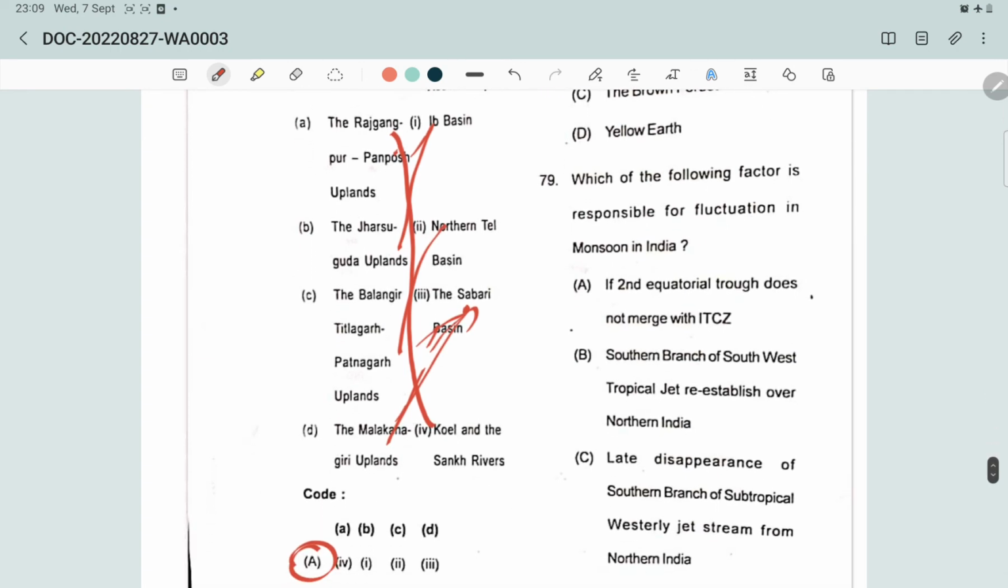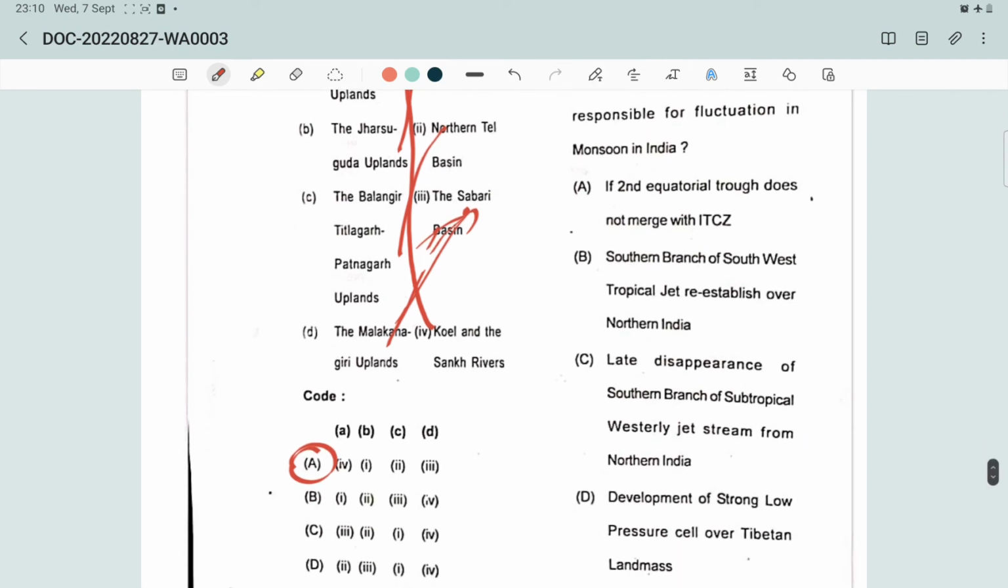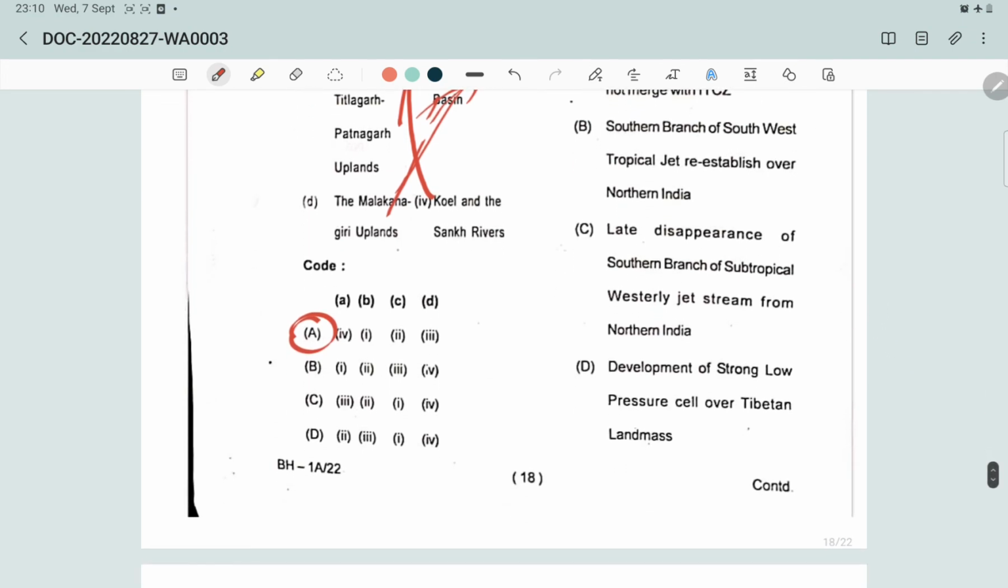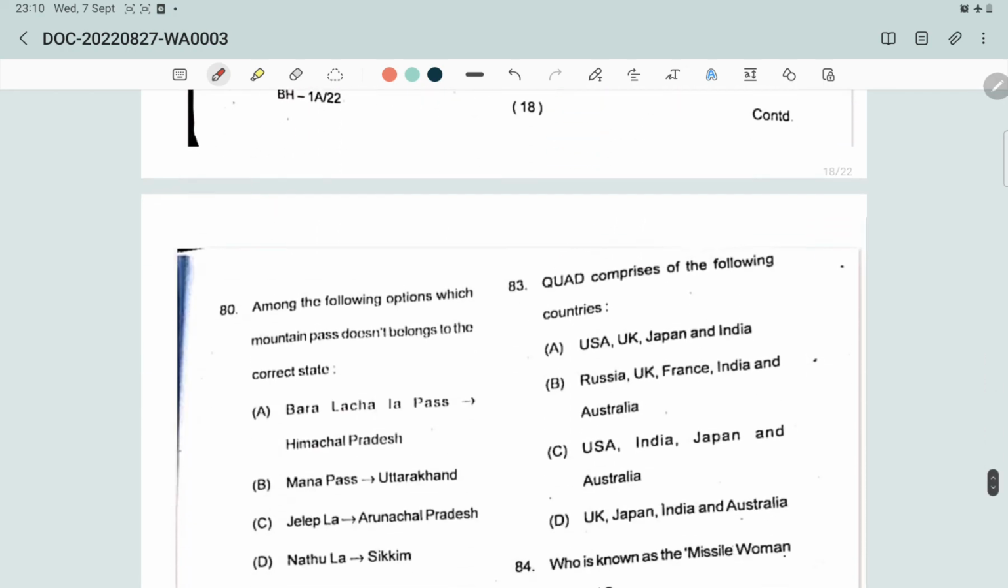Question number 79. Which of the following factors is responsible for the fluctuation in monsoon in India? The options are: if second equatorial trough does not merge with ITCZ, southern branch of subtropical jet re-established over northern India, late disappearance of the southern branch of subtropical westerly jet stream from northern India, and development of strong low pressure cell over Tibetan landmass. And the correct answer will be the development of strong low pressure cell over Tibetan landmass.